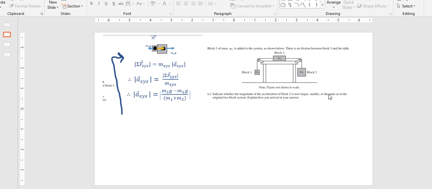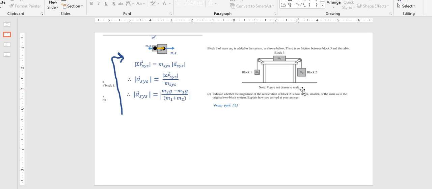All right, so this next part. First of all, a block of mass m3 is added to the system as shown below. There's no friction, so it's still frictionless. You just have this new mass 3. So the system's still going to accelerate. Well, here, let's see what it says. Indicate whether the magnitude of the acceleration of block 2 is now larger, smaller, or the same as the original 2-block system. Explain how you arrived at your answer.